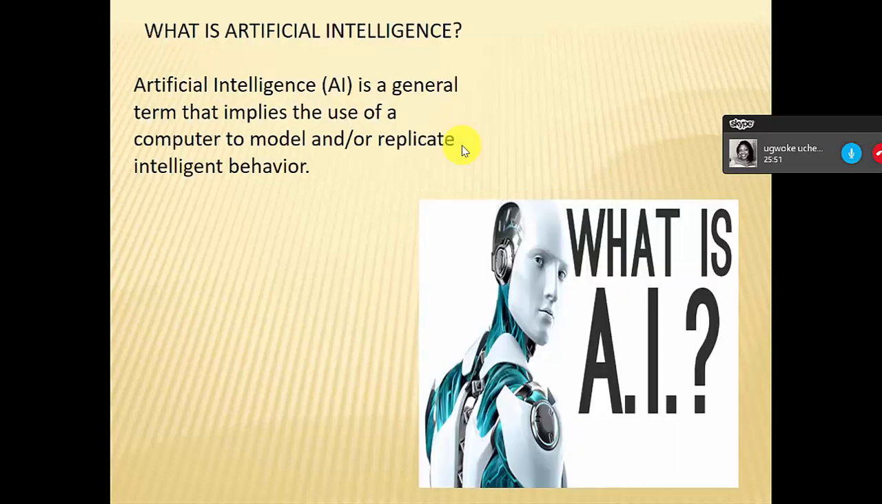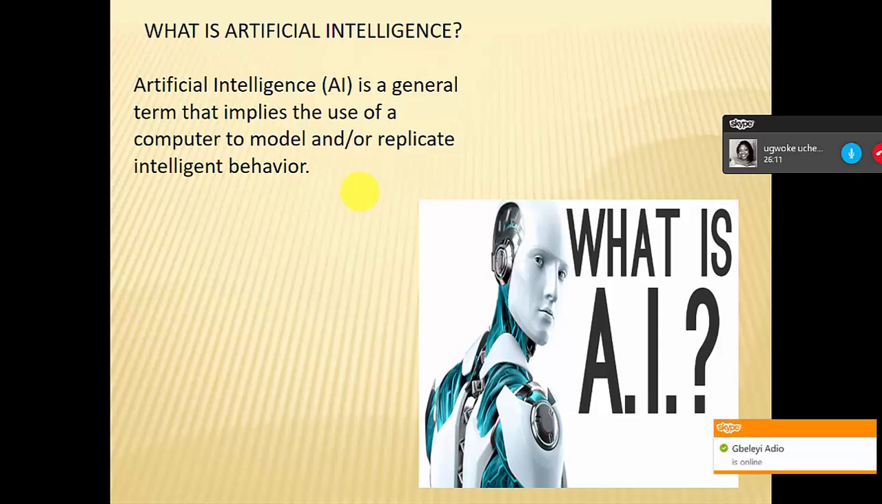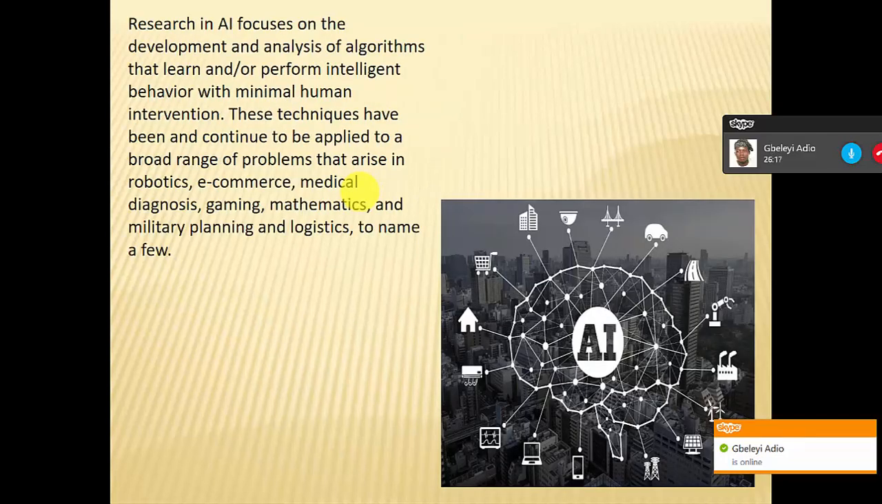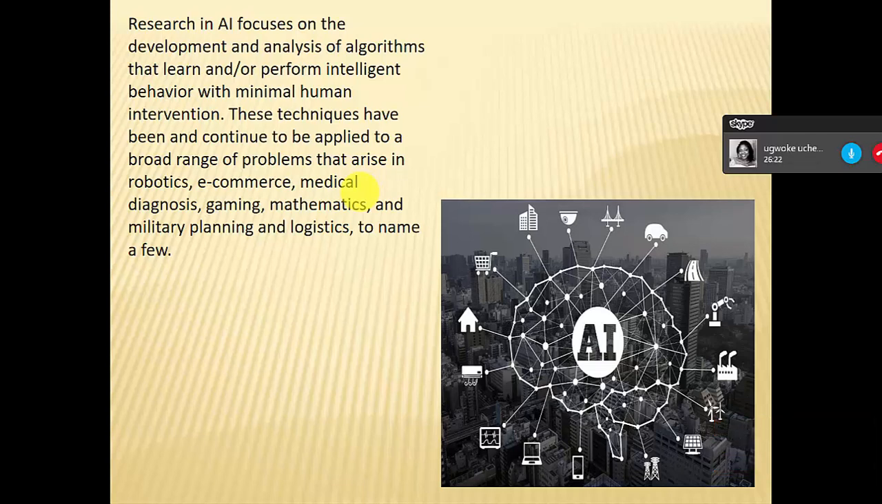Now, what is artificial intelligence? I'm on the fifth slide now. Artificial intelligence has to do with machines reasoning like intelligent human beings. Research on artificial intelligence focuses on development and analysis of algorithms that learn and perform intelligent behaviors with minimal human intervention. You can read the rest of the write-up from that slide.